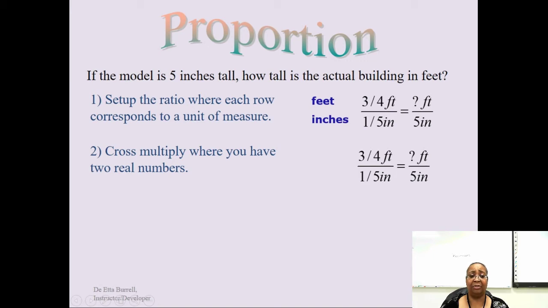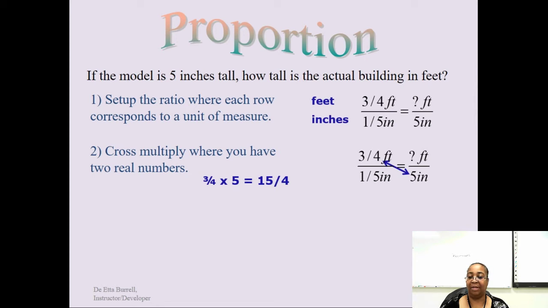Now, in step 2, cross multiply where you have 2 real numbers, just like we were doing before. So when I look crossways here, I have 2 real numbers when I take 3/4 foot and multiply it by the 5 inches. So let's do that. And that is going to give me 15/4. And I'm going to keep this improper because I'm still working with it.